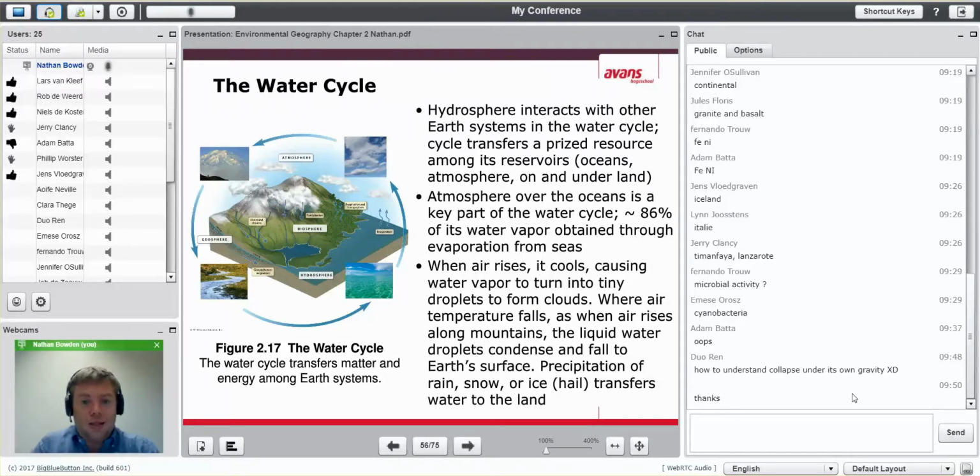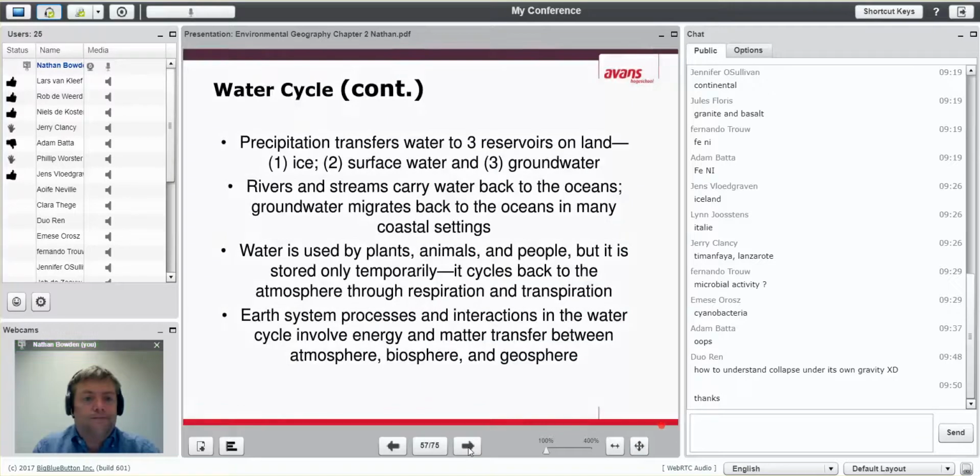When air rises, it then cools, causing water vapor to turn into tiny droplets, which we call clouds, where air temperature falls, and as air rises along mountains, the liquid water droplets condense and fall to the Earth's surface, right? In precipitation, either as rain, snow, ice, or hail to the land. So precipitation is in 3 reservoirs: the ice, the surface water, and don't forget the groundwater. I think there's more groundwater than there is surface water.